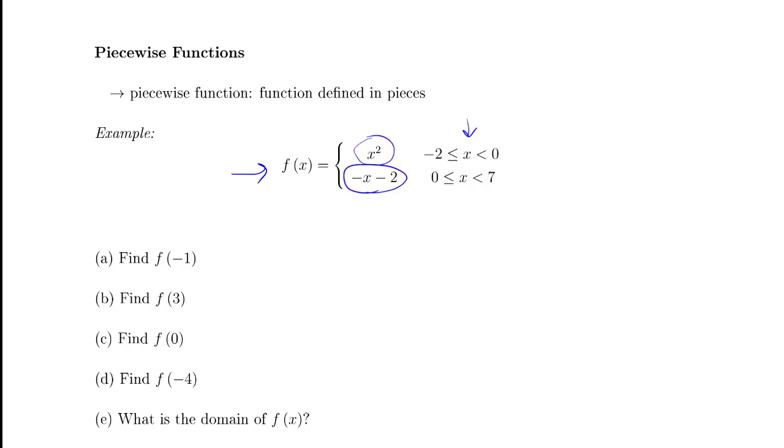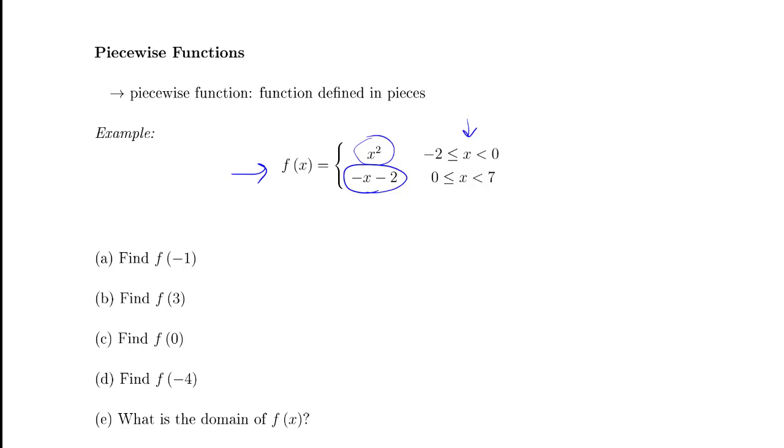Now, if the x isn't in one of these pieces, then the function doesn't address it at all. The function's not defined for that value. It's not in its domain. Okay, so again, you should only be evaluating the function once for a particular x value. You don't put it into different pieces. It should only go into one piece.